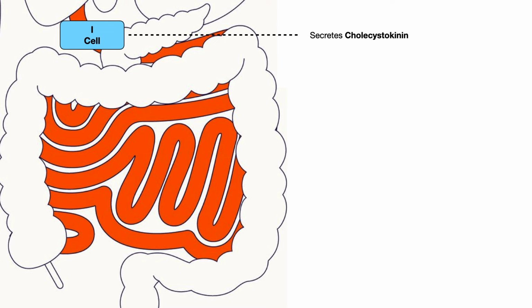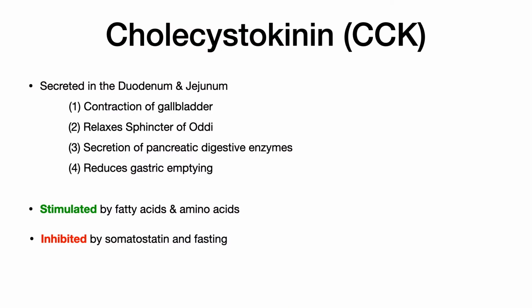And we'll begin with the I cell. The I cell secretes cholecystokinin, also known as CCK. So this comes from the cells which are in the duodenum and the jejunum. And it has various actions. One, it causes contraction of the gallbladder. Two, it relaxes the sphincter of Oddi. Three, it causes the secretion of pancreatic digestive enzymes. And four, it reduces gastric emptying.